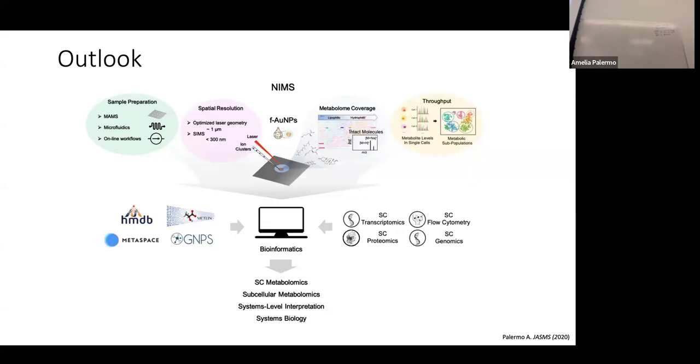Systems level interpretations and systems biology, right? So this is always the approach also in this case, just a different level of resolution and understanding within cells and across populations of cells.